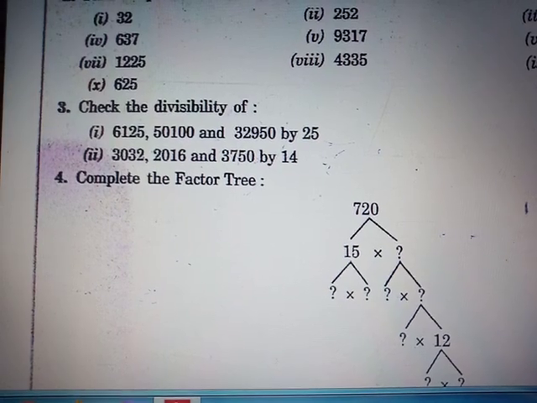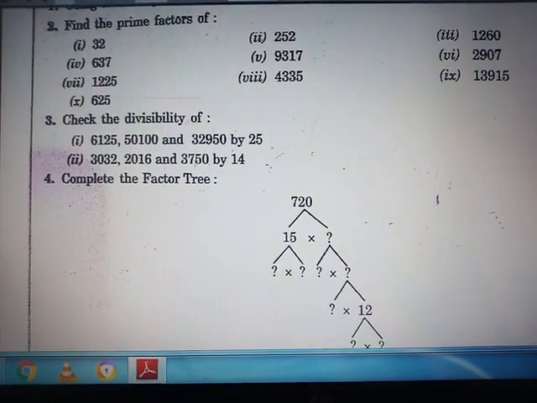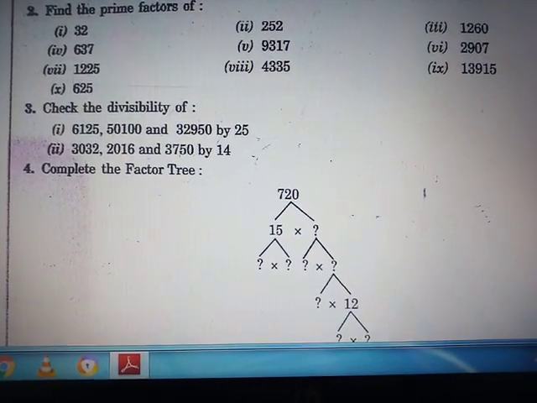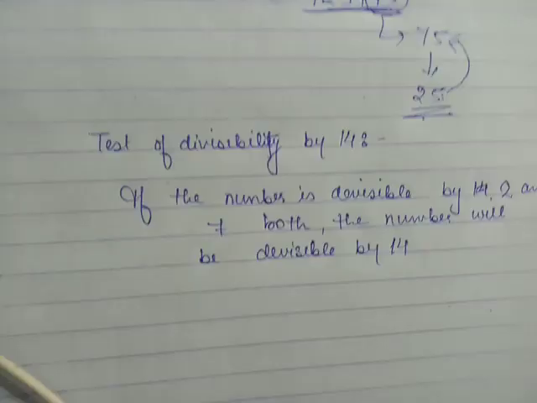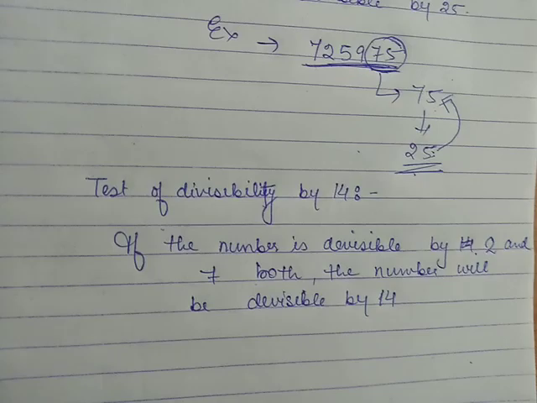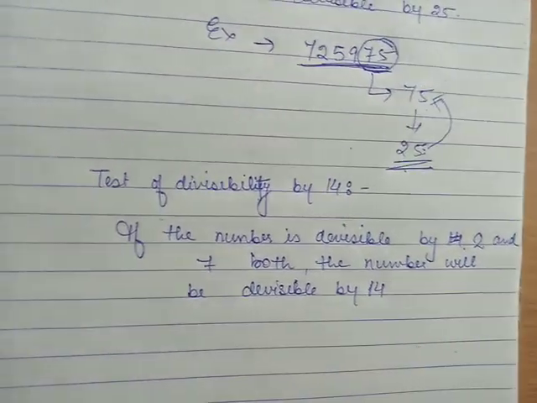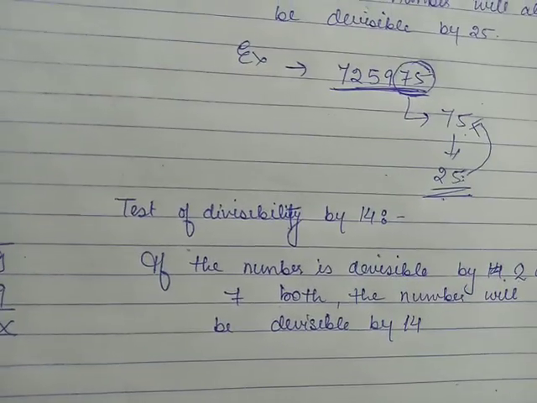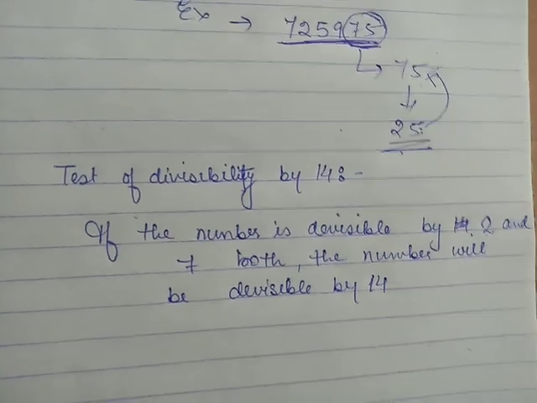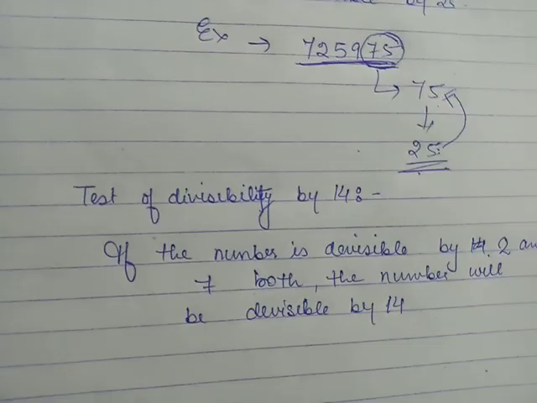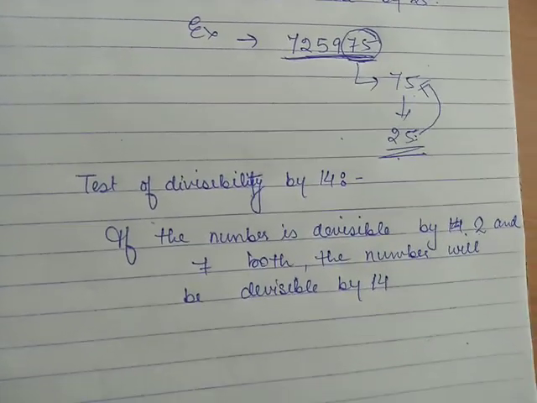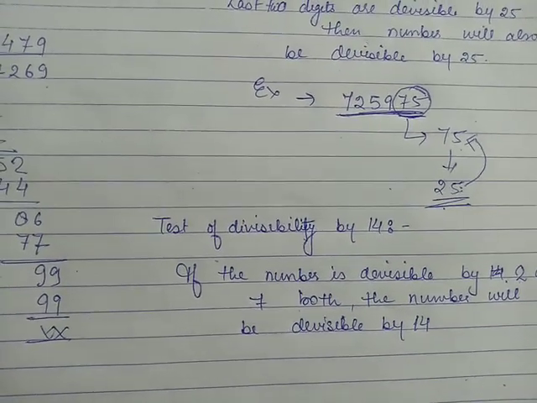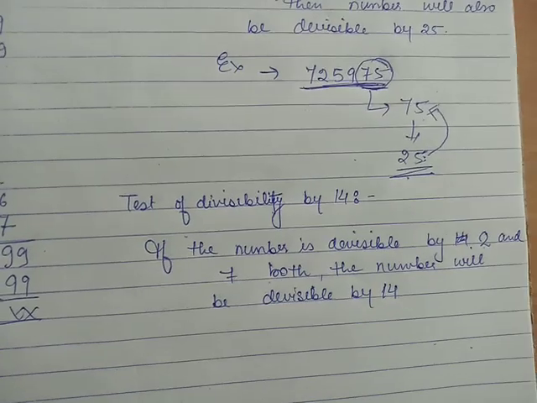The second part of this question says we have to check the divisibility by 14. For that, we will see the test of divisibility by 14. The test says that if the number is divisible by both 2 and 7, then the number will be divisible by 14. We know that to check divisibility by 2, the last digit of the number should be even, that means 0, 2, 4, 6, 8.